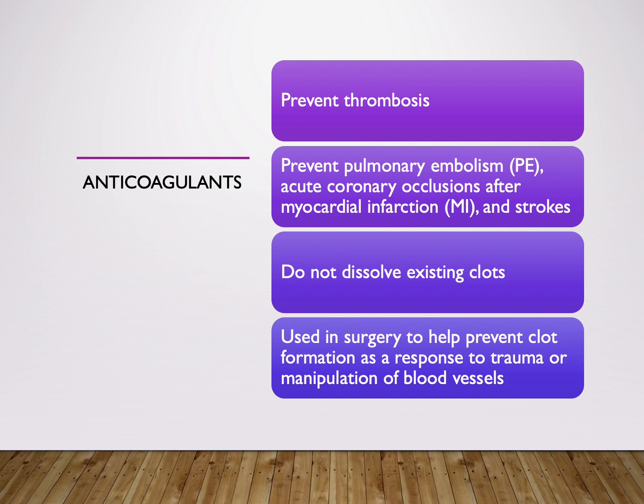Anticoagulants may be given after a heart attack or a stroke. They're also used in surgery to help prevent clot formation as a response to trauma or manipulation of blood vessels. Patients that are on anticoagulants are going to need to be closely monitored for signs of hemorrhage. And signs of minor hemorrhage might present as bruising, nosebleeds, blood in the urine, or blood in the stool.